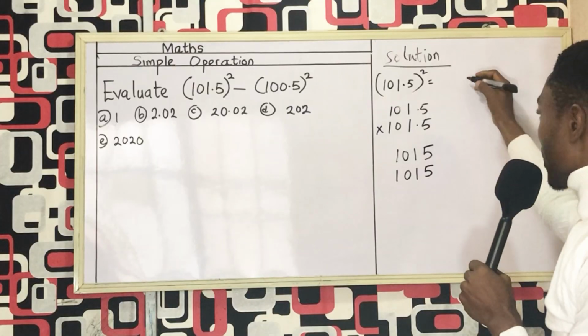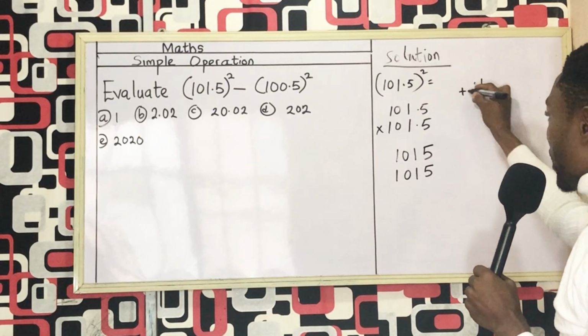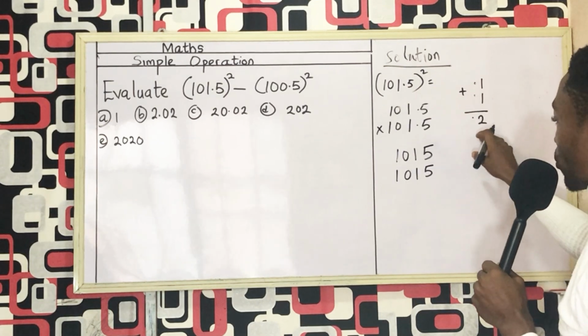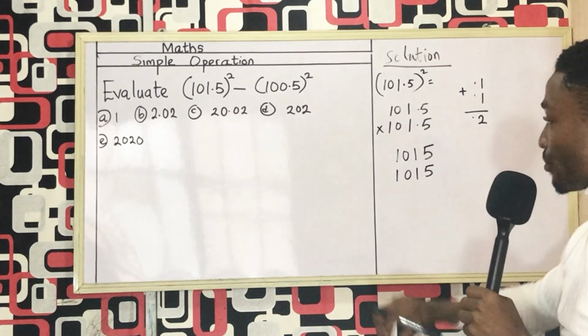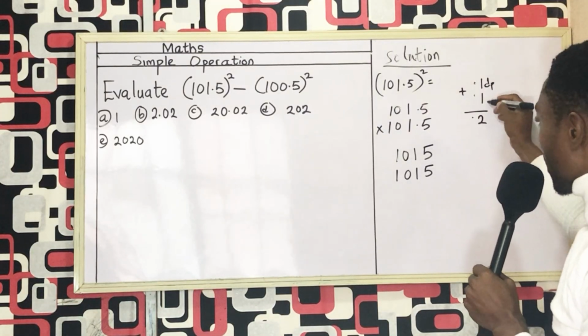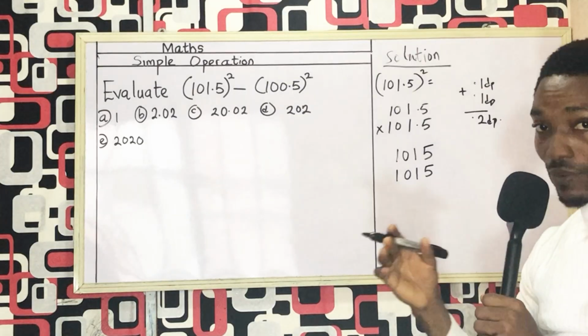This point, let's have it here as point 1, the second one point 1, add it together, you have point 2. So we're going to return the point to two decimal places in the answer. This point 1 indicates one decimal place and one decimal place, so two decimal places when we get our answer.